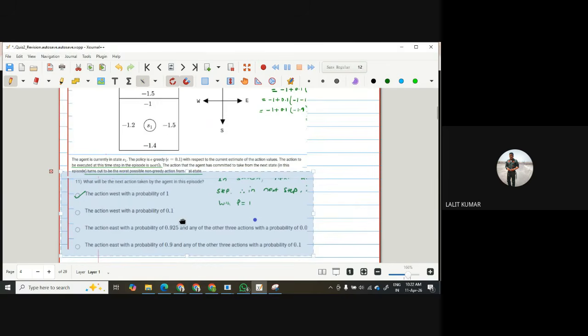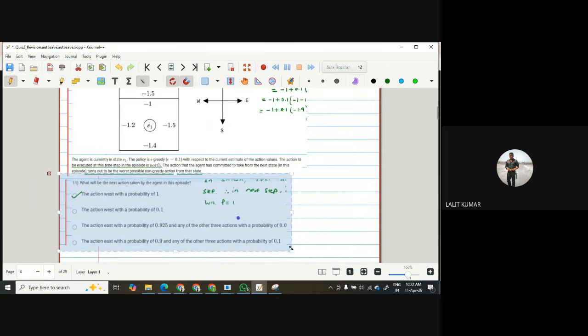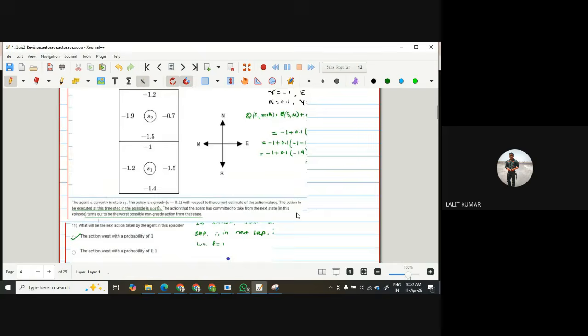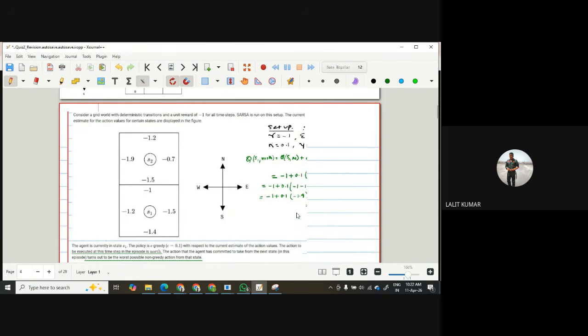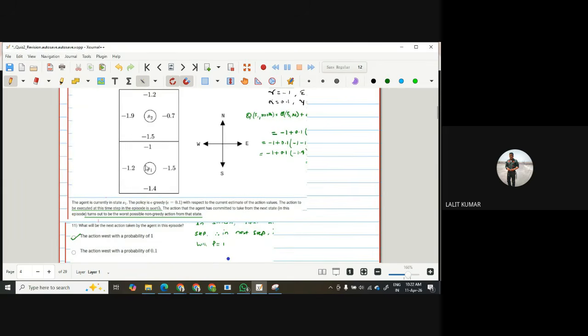So let's understand the question first. So we have to see the setup. So what is the setup? Consider a grid world with deterministic transitions and unit reward of -1 for all time steps. Sarsa is there. The current estimate for the action values of certain states are displayed in the figure. So for S1, these are the four actions. The values are given. So this is north, east, west, south. Similarly here, north, east, south, and west.